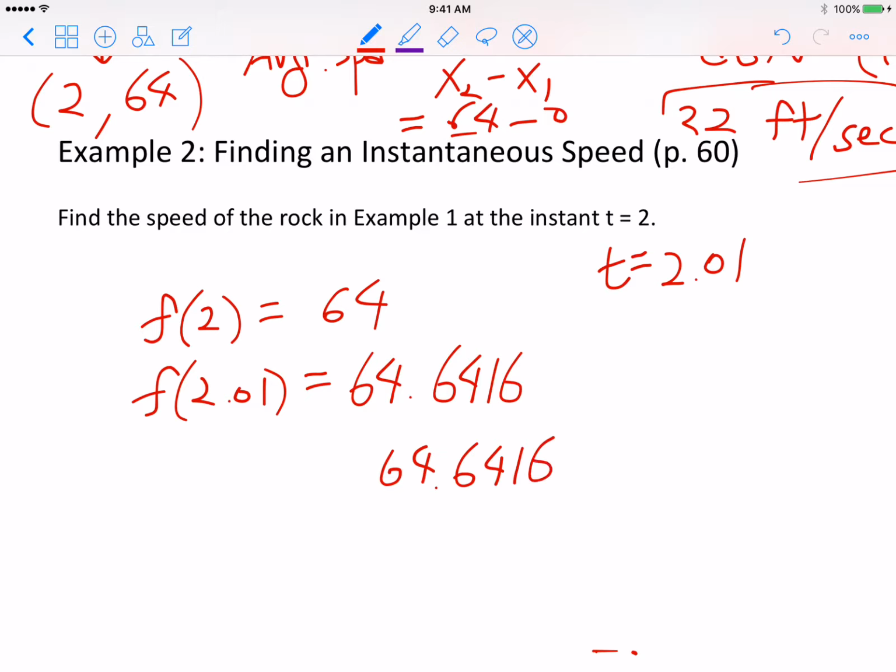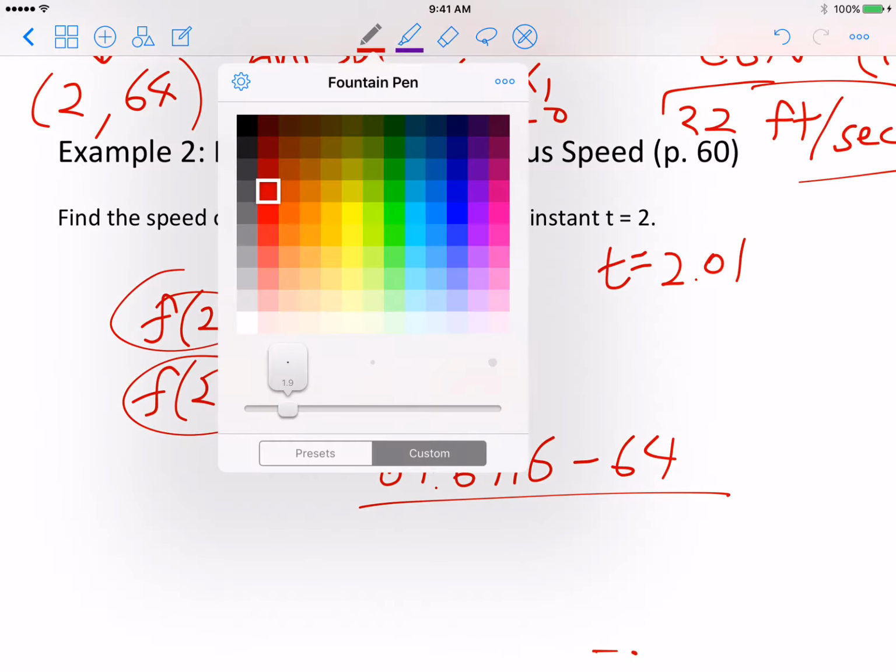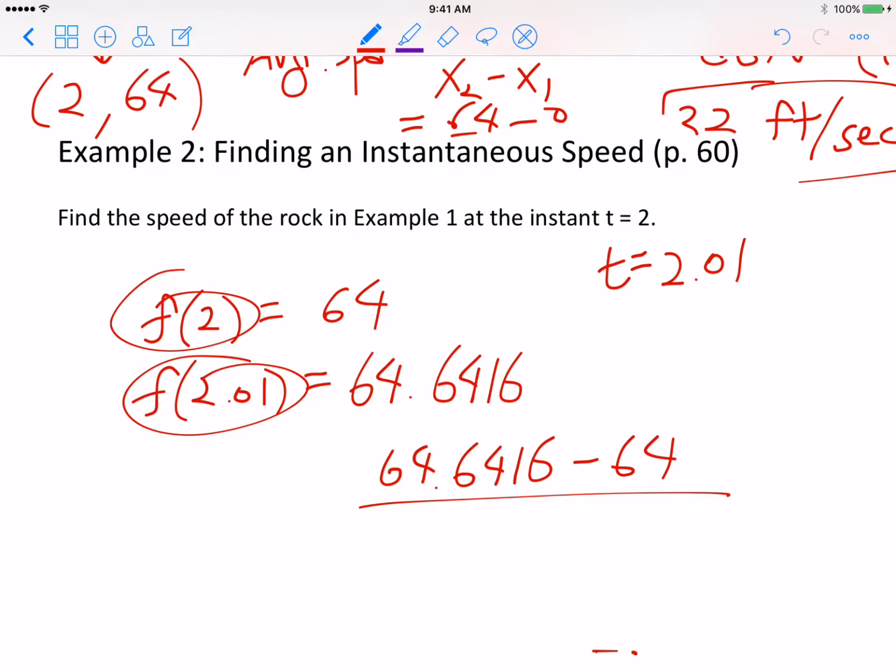This gives us the average rate of change still. But at least these 2 points, 2 and 2.01 for t values, are pretty close to each other. So that gives you an estimate of what the instantaneous rate of change could be. And then if you calculate this value, it comes out to be 64.16.